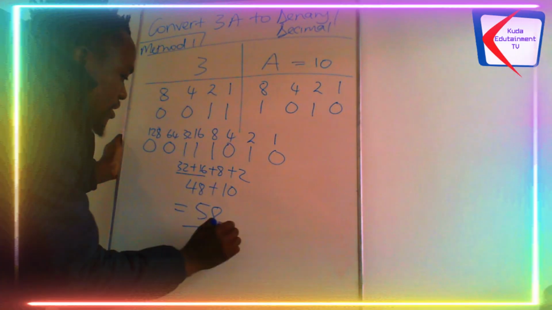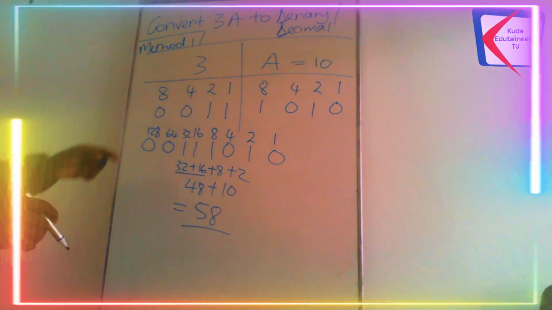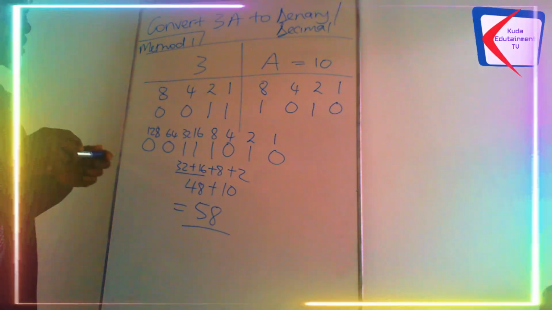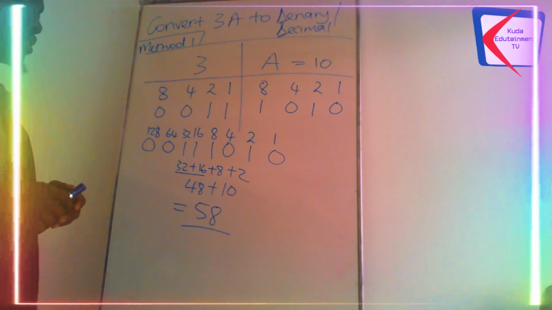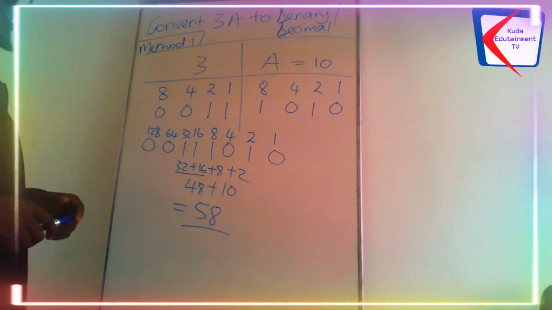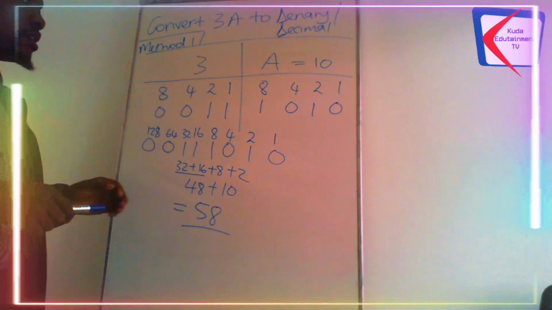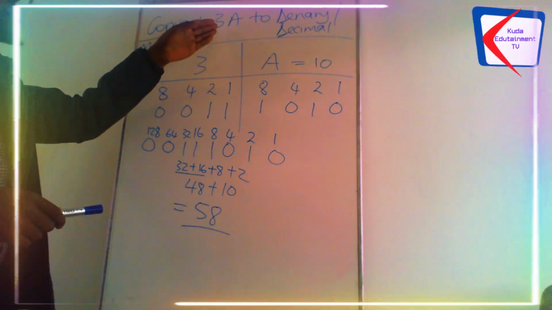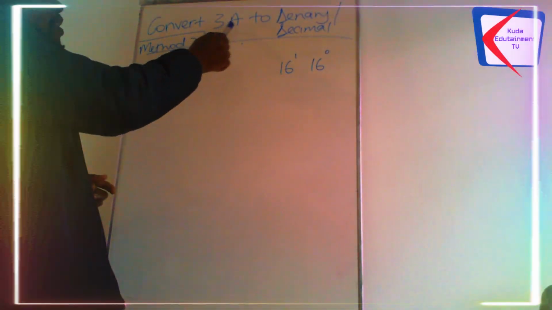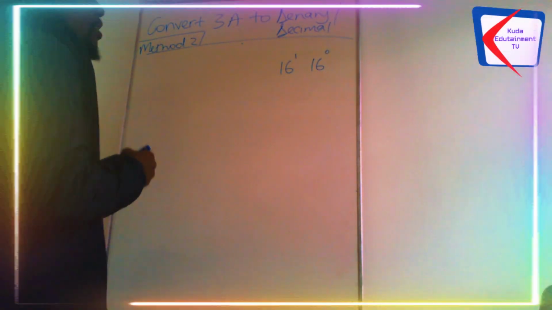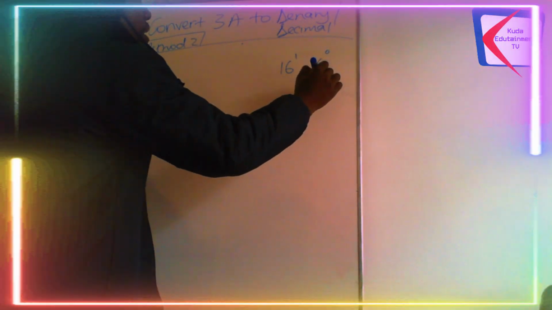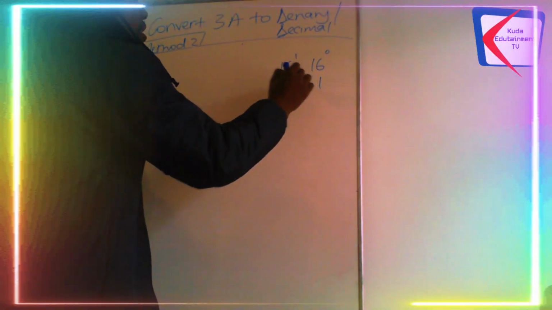58. So this is how we convert from hexadecimal into a denary or decimal number using this first method. So this is 58. So I want to show you again how to convert the same. We only have two characters in our hexadecimal number, which are 3 and A. So therefore, we need to raise 16 to the power of 0 and 16 to the power of 1, right? So 16 to the power of 0 is 1, 16 to the power of 1 is just 16.